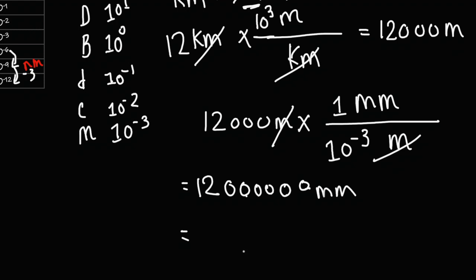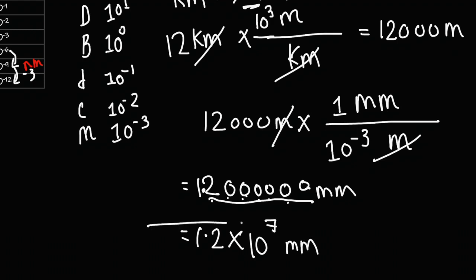millimeter. Okay, so you can also write this using scientific notation. So that would be 1.2 times 10 to the power 1, 2, 3, 4, 5, 6, 7. So the decimal would be here. 1.2 times 10 to the power 7 millimeter. So that would be your answer for this.